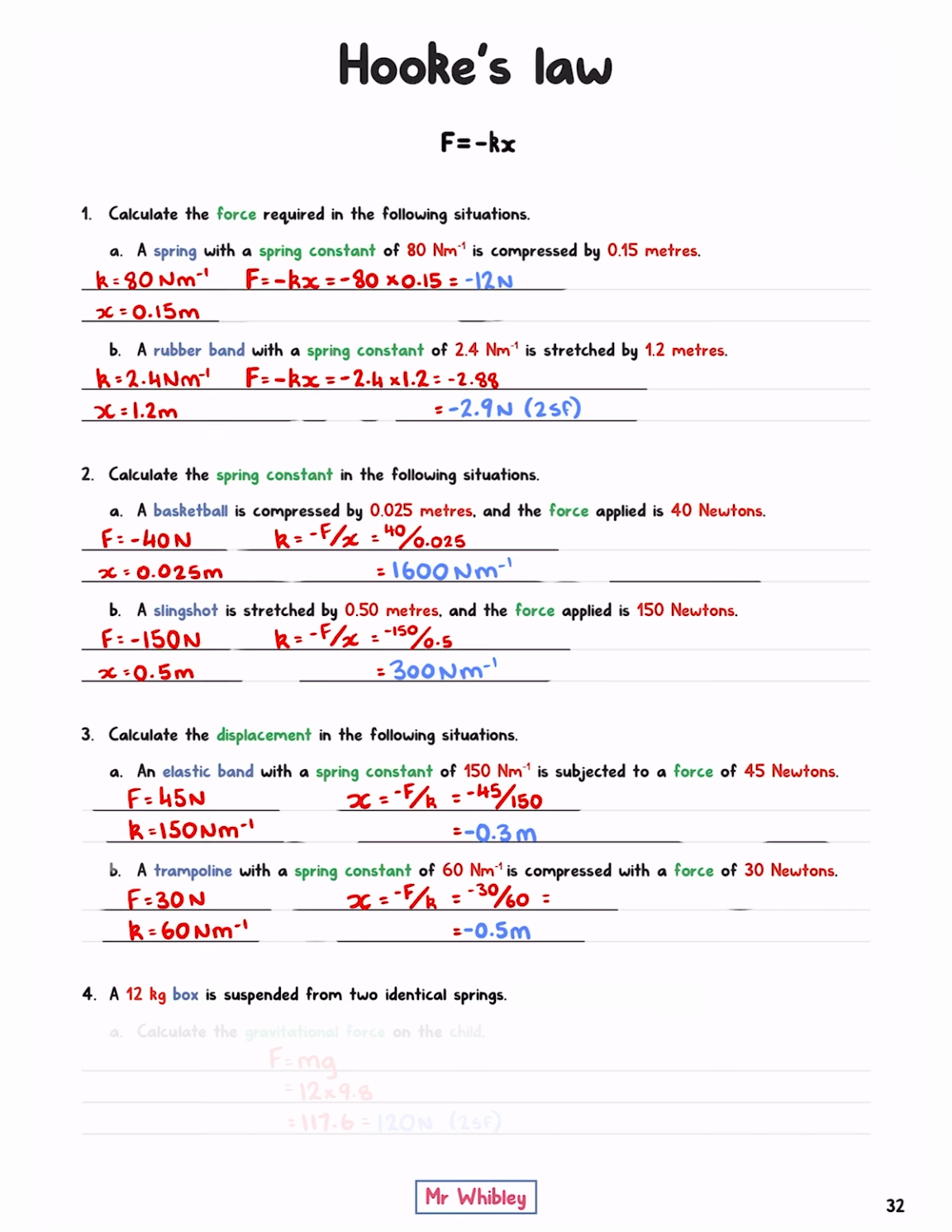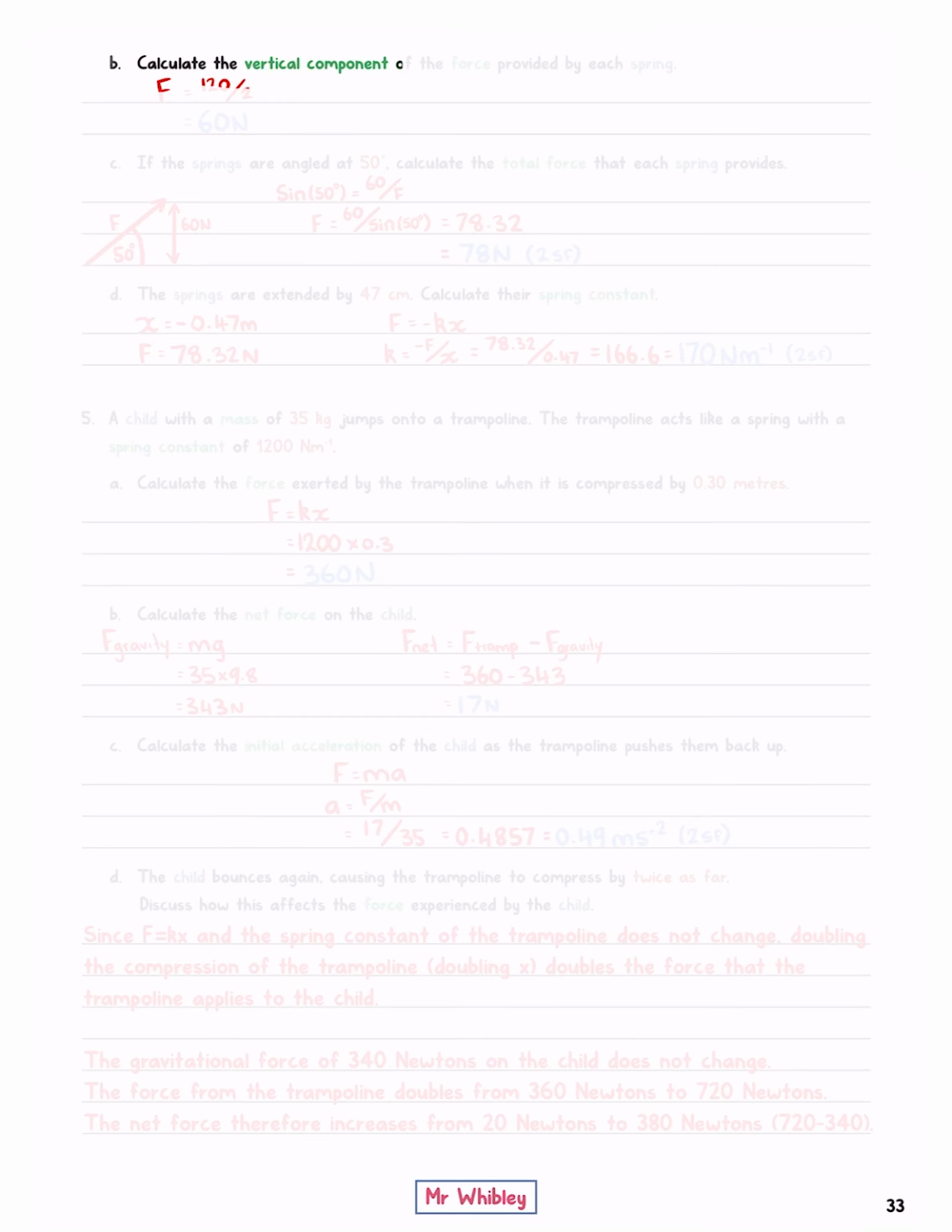Question 4. A 12 kilogram box is suspended from two identical springs. Calculate the gravitational force on the box. Force is mass times gravity. We know the mass and we know the gravitational acceleration, which gives me 117.6 or 120 newtons to two significant figures. Calculate the vertical component of the force provided by each spring.